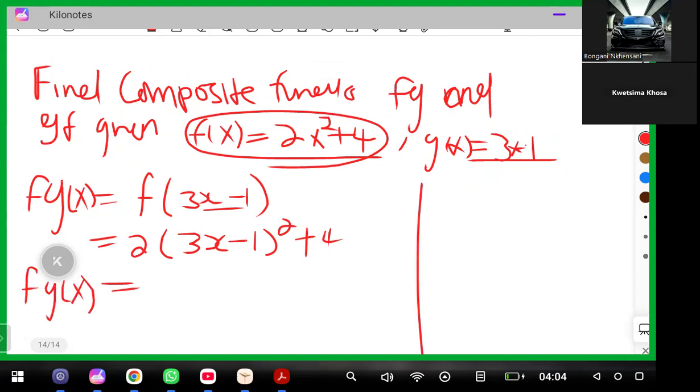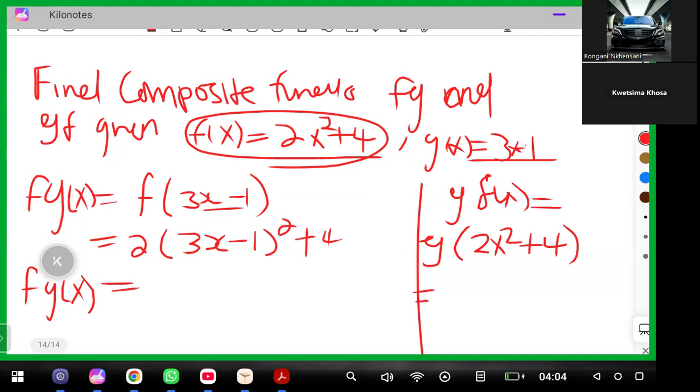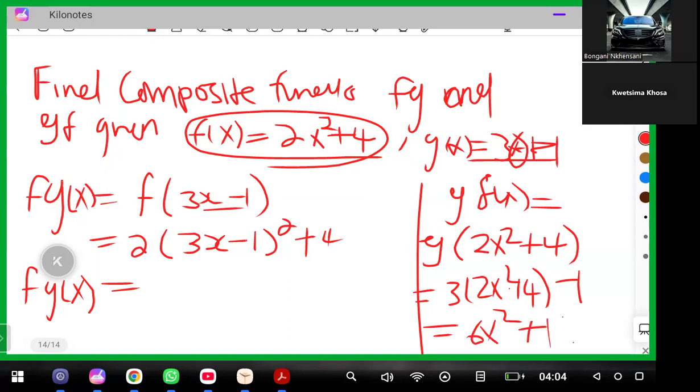Then with g of f of x, I think this one is obvious that we're going to have g, and then 2x squared plus 4. Then this will be equal to 3, and where there is x, we put 2x squared plus 4, plus 1. And we're going to have 6x squared plus 11.